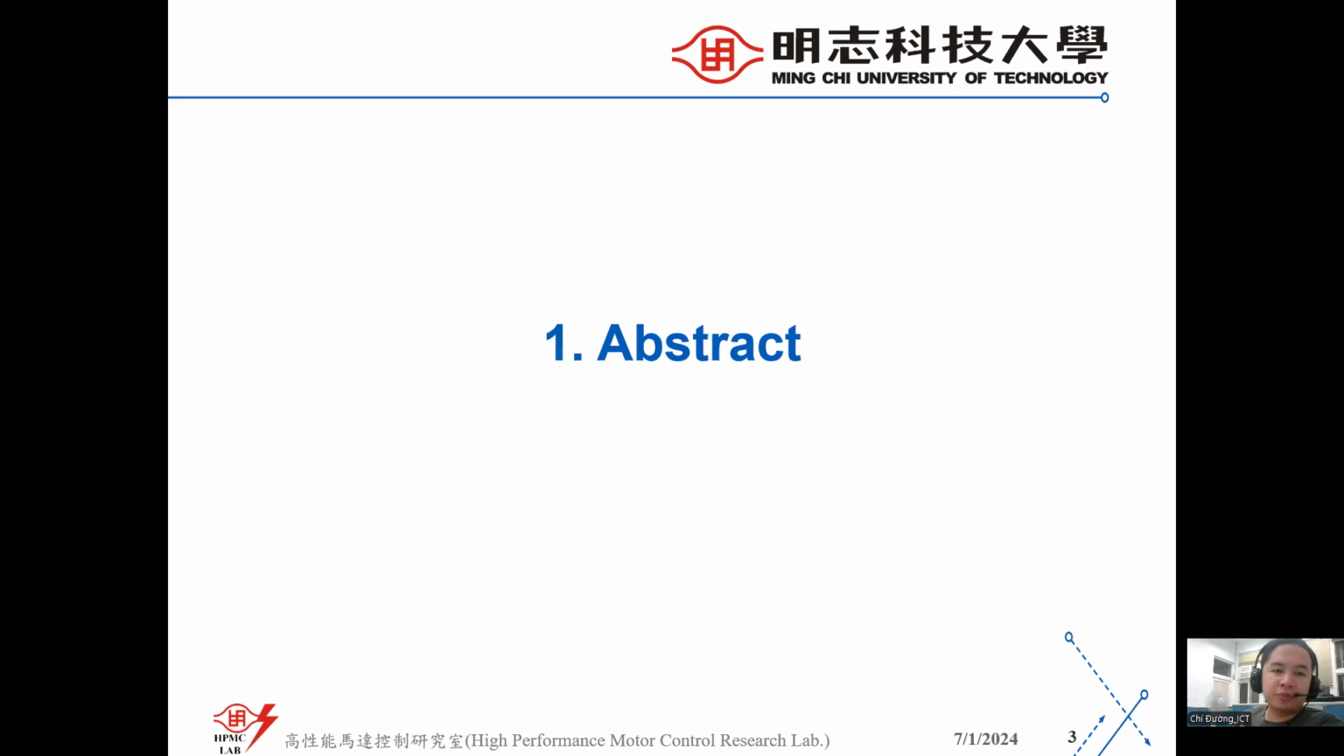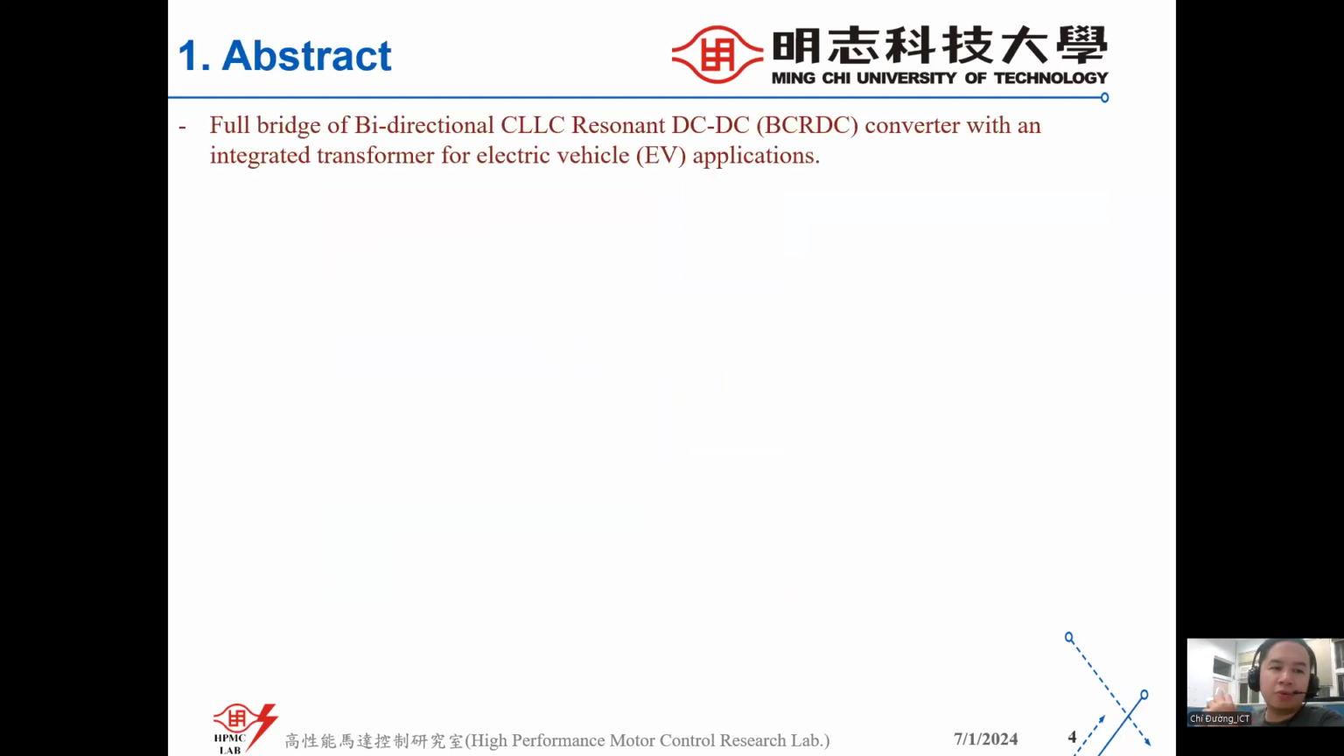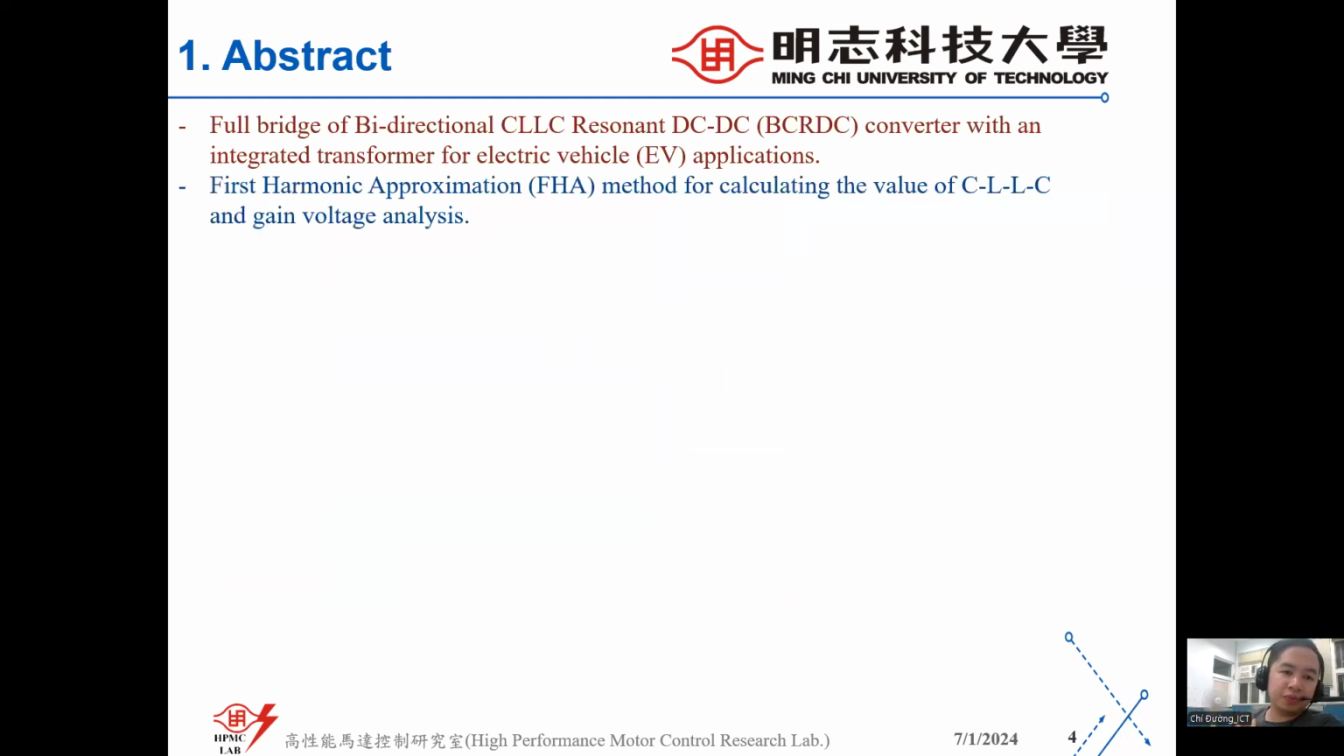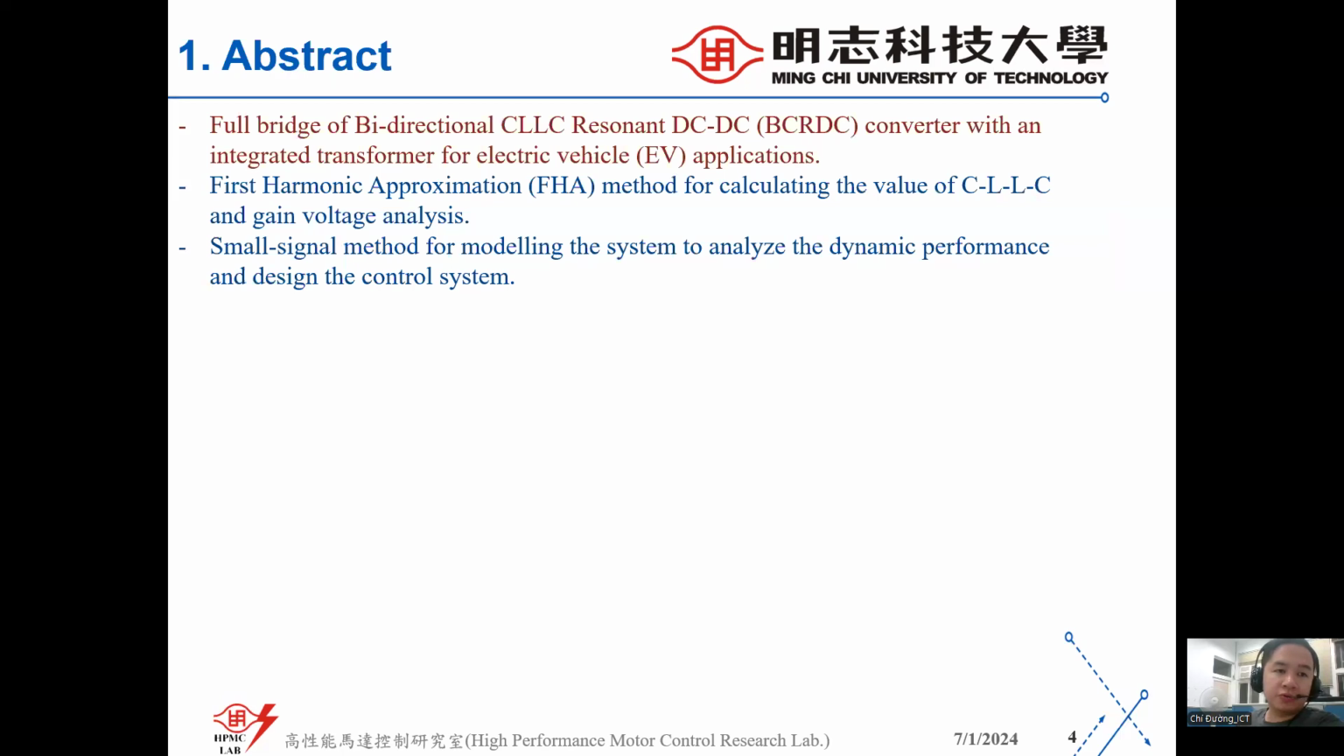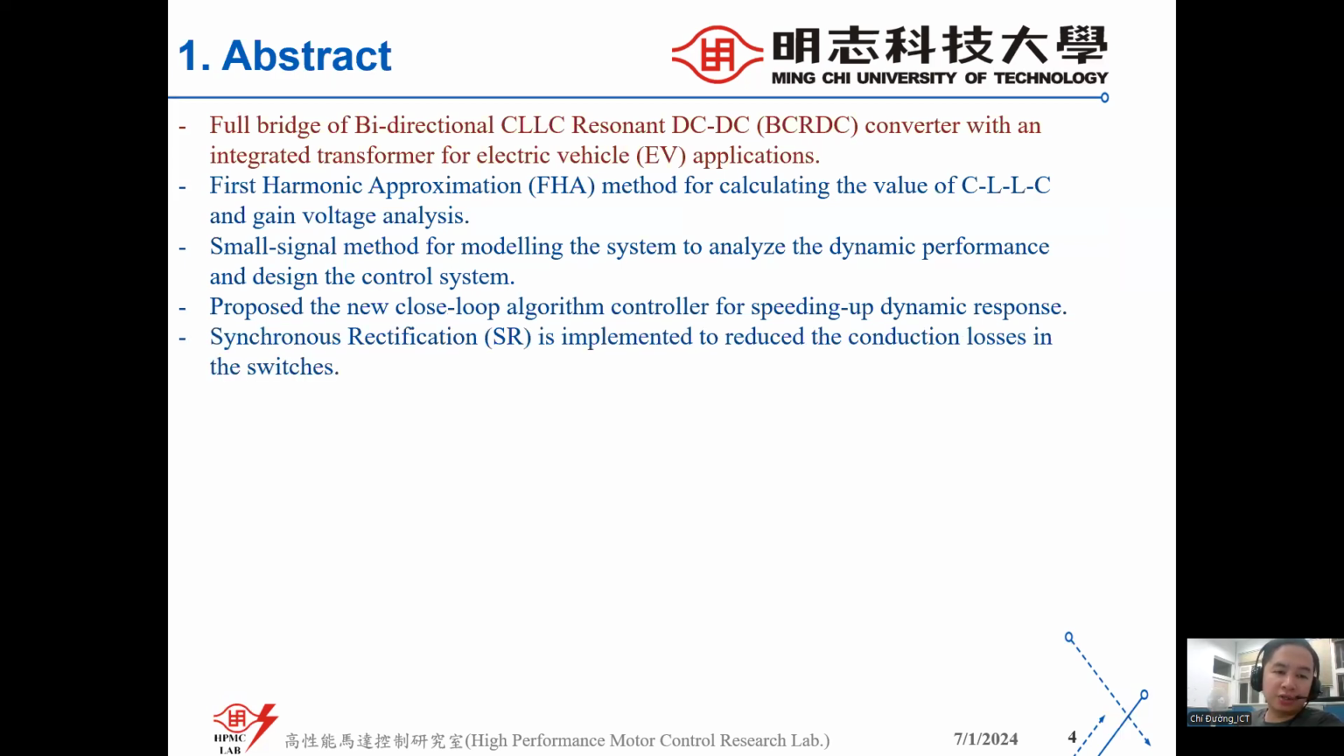The first, abstract. This thesis studies a full-bridge bi-directional CLLC resonant DC-DC converter with an integrated transformer for electric vehicle application. The first harmonic approximation method is used for calculating the values of the CLLC and error analysis. A small signal method is used for modeling the system to analyze the dynamic performance and design the control system. And it proposes a new closed-loop algorithm controller for speeding up the dynamic response, and synchronous rectification is also implemented to reduce the conduction loss in the switch.